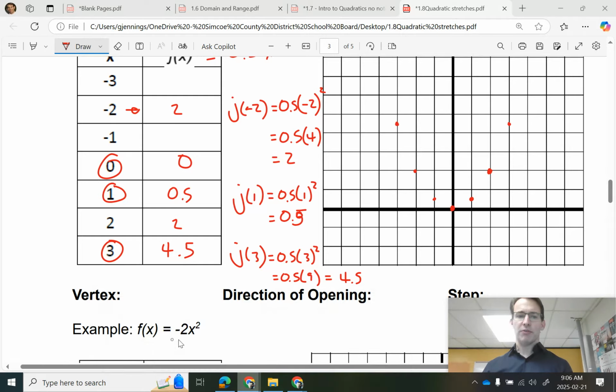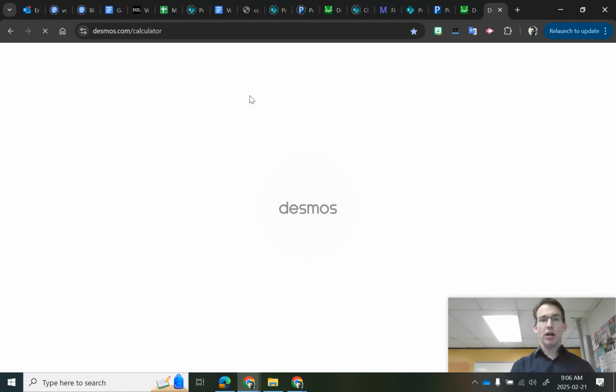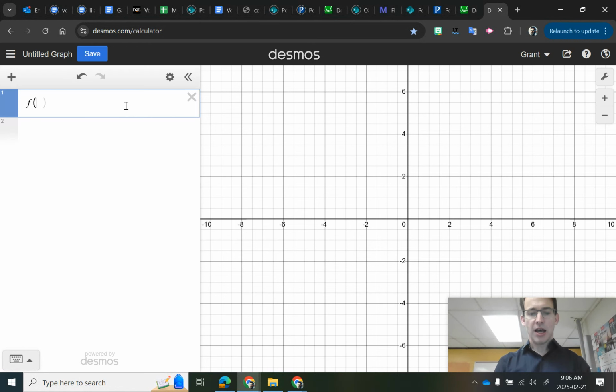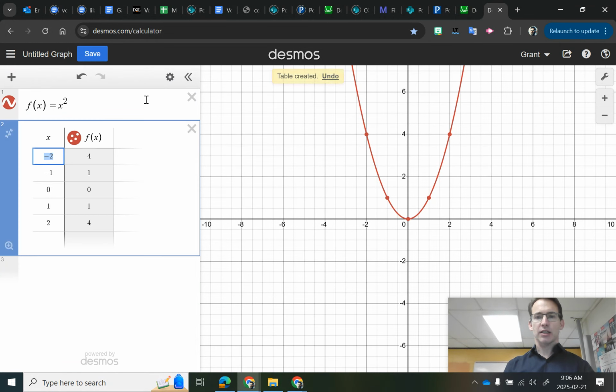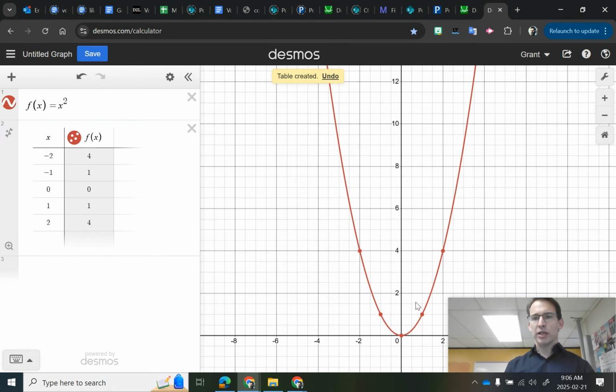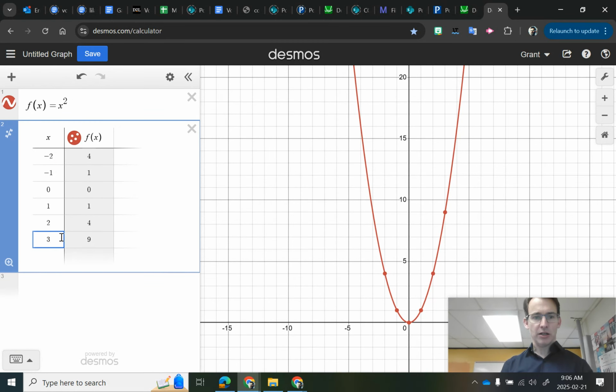And if these are ever bugging you or you want to see them more clearly, you can always throw them into Desmos. F of x is equal to x squared. So we define that one. We could put in our points quickly like this. So there's our various points that we've looked at here. I just want to see number 3 there. So there's our points.